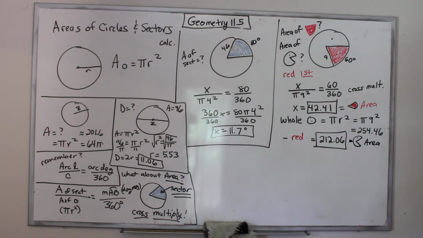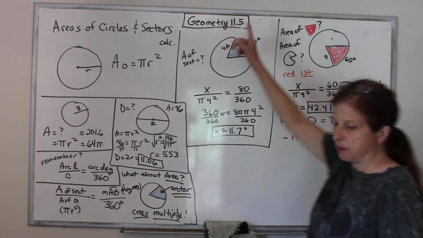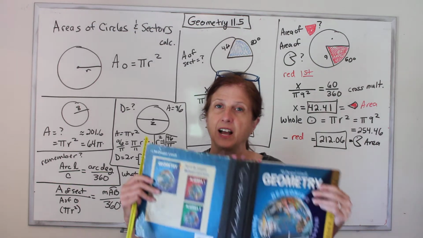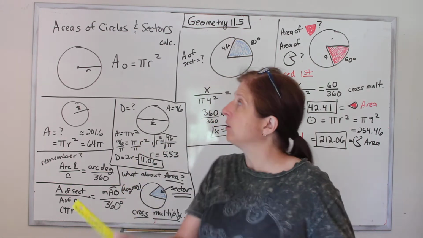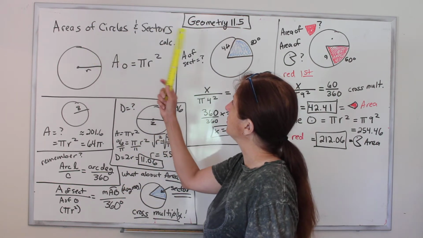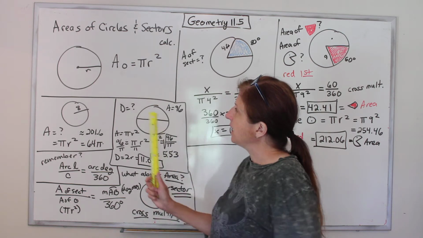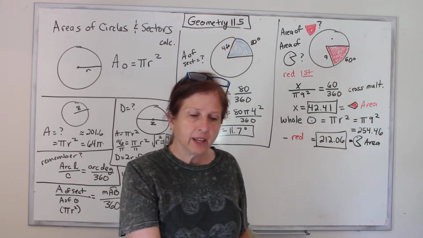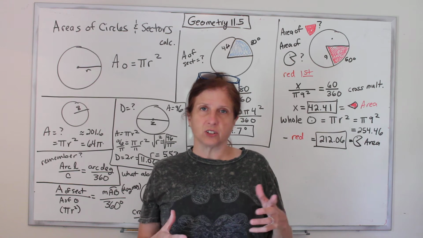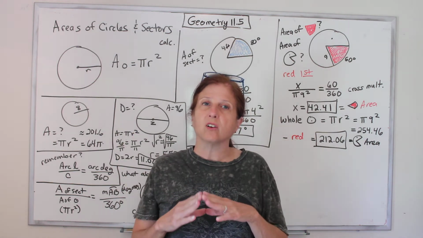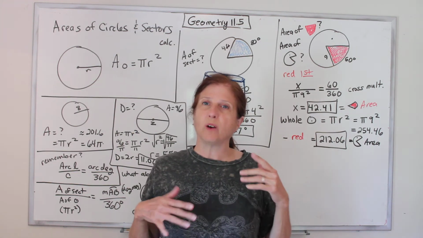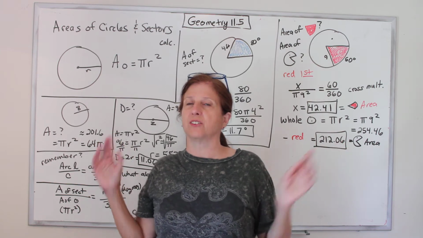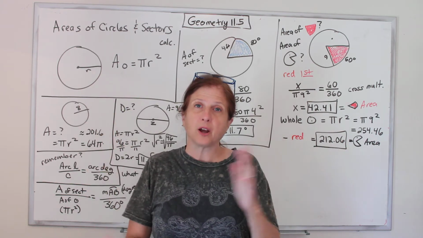Welcome back to Geometry, Chapter 11, Section 5. In this book, we are talking about areas of circles and sectors. So, we've been doing areas of not circles, and we divided into triangles. But what if it's something that's all round, and you can't divide it into triangles, like a circle? That's what we talk about today.